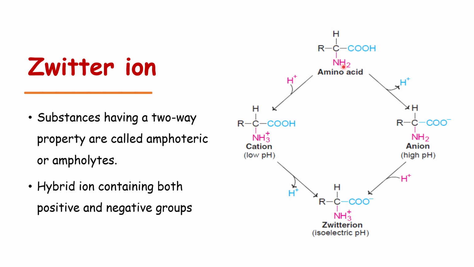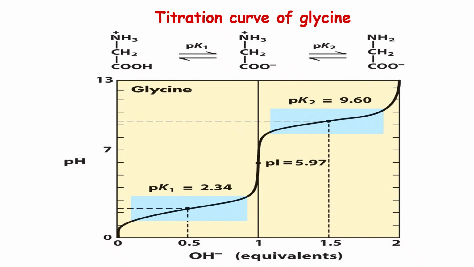Both amino acids I have given here, and the zwitter ion, COO minus and NH3 plus. How it is obtained as a zwitter ion, I have given in this diagram. So this is a very important thing. A substance having a two-way property is called amphoteric or ampholyte. It contains both positive and negative groups. Some key terms we will be expecting in each and every answer, so fulfill that and we'll give you marks. And this is the titration curve of glycine. Sometimes they may ask what the pI value of glycine is, which is nothing but 5.97.